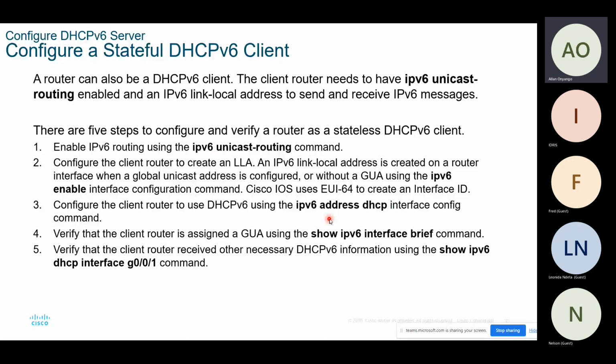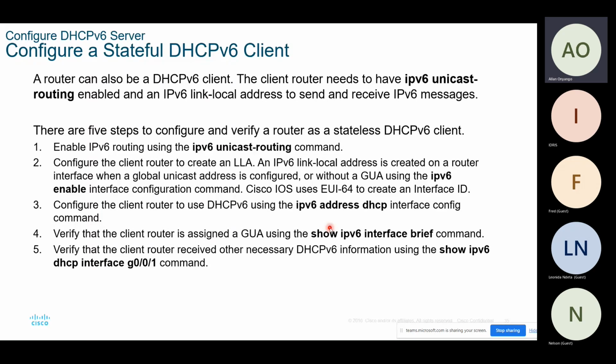If you say show IPv6 interface brief, that command is going to display that the interface has received an address via DHCP version 6. Or you can still check the client router by using the command for the DHCP version 6 information. Use the command show IPv6 DHCP interface G0/0/1, or your interface of interest. And so we have seen router as a DHCP version 6 server. We've seen router as a stateful DHCP version 6 client. And this keeps on repeating.